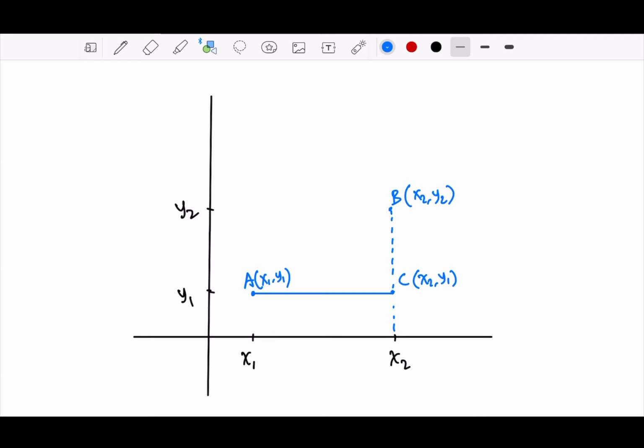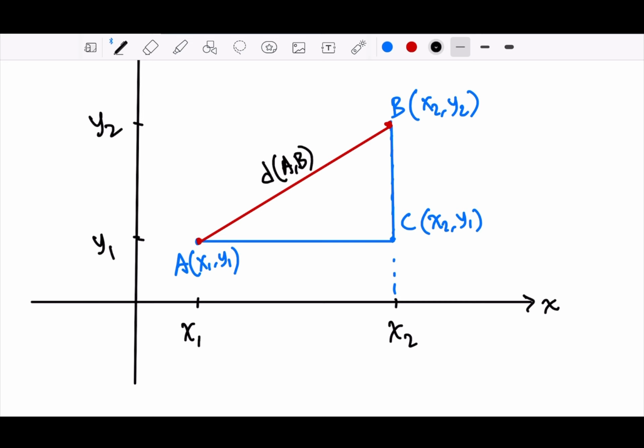If we have this, let me move this, A goes down here. Okay, from this triangle ABC, we are going to evaluate this D, or we say the distance from point A to point B.